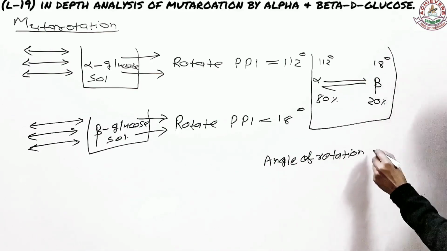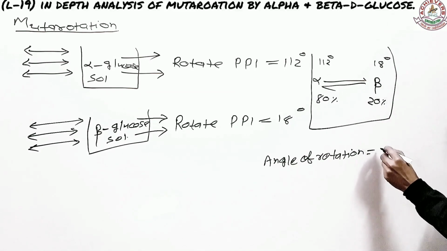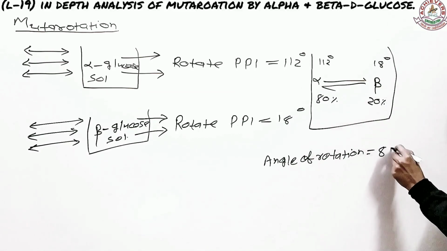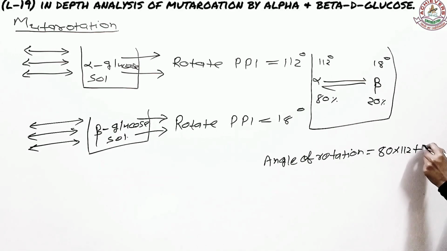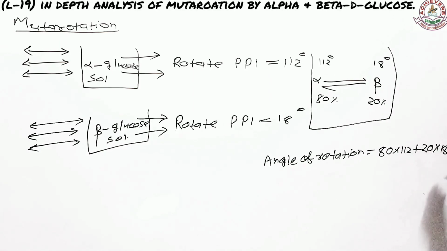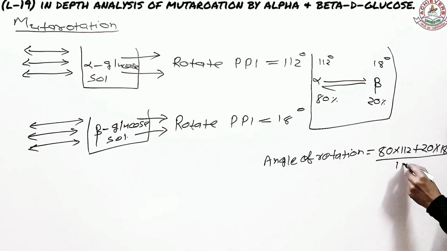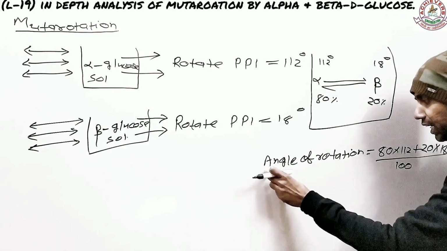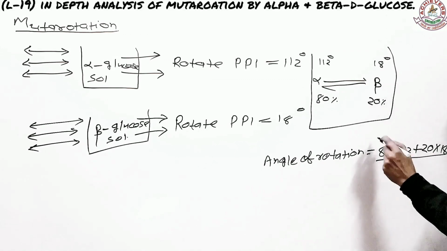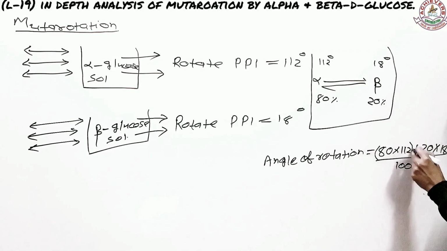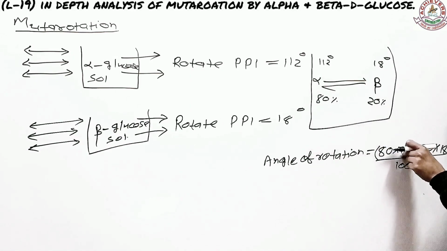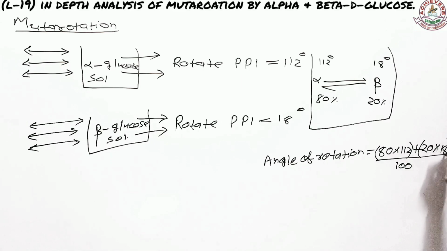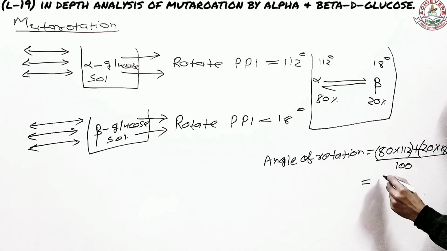You have a formula here, and that is, 80% into 112 plus 20% into 18, divided by 100. So the angle of rotation can be calculated by this particular formula, depending on the percentage of the glucose form, multiplied by their own rotation, and similarly the other one also, divided by 100. So this will be the angle of rotation.